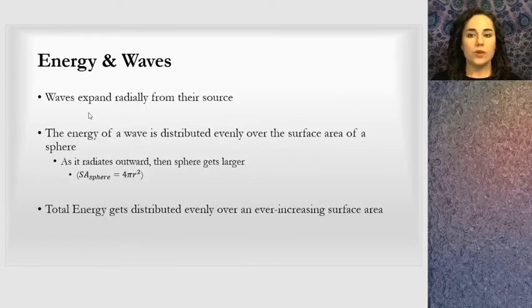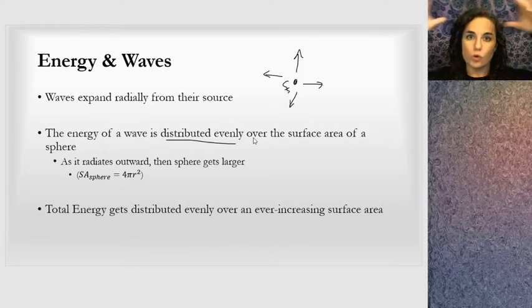With waves, we know that waves expand radially from their source. So if I put some source here, the wave will expand radially outward in 3 different dimensions. So the energy of that wave will be evenly distributed over the surface area of a sphere. So I put the surface area of a sphere down here. As the energy radiates outward, the sphere gets larger, and so the same total energy is distributed evenly over an ever-increasing surface area. So that's why when you move away from a source that is emitting waves, the received intensity goes down.